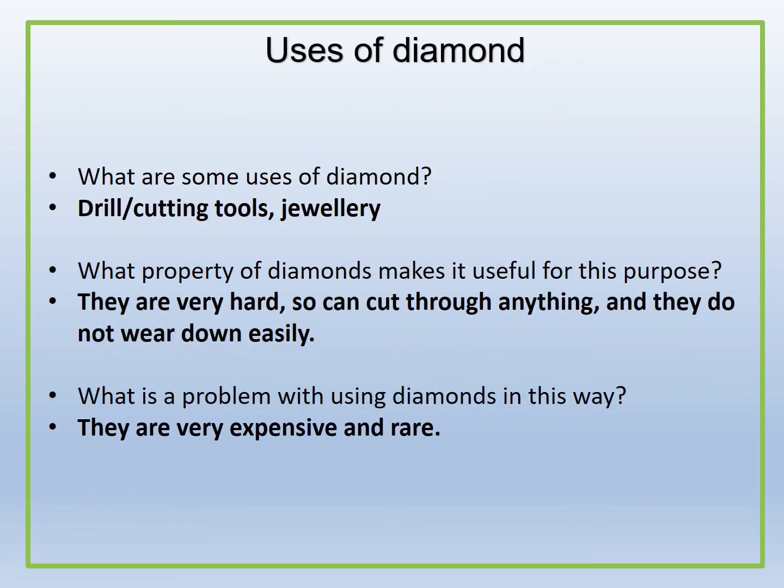Now diamond can be used, we said earlier, for cutting tools and drills, and it's also used in the more everyday sense of jewellery. For drill parts, it's really hard and can cut through anything. It's the hardest natural substance we have in the world. They don't wear down easily. The problem with using diamonds for these functions is they are expensive and they're relatively rare.